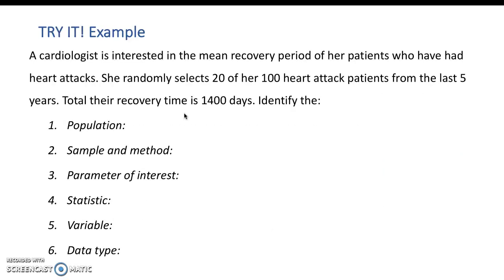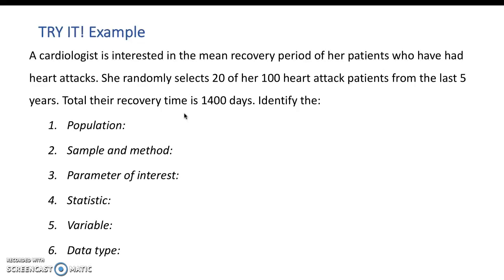All right, here's another one. I'd suggest pausing and taking a couple of moments to determine what these different things are for this scenario and then listening to the video. A cardiologist is interested in the mean recovery period of her patients who have had heart attacks. She randomly selects 20 of her 100 heart attack patients from the last 5 years. Total, their recovery time is 1,400 days. And we want to identify the following things.